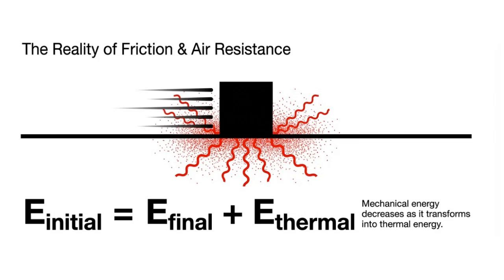When an object moves across a surface, part of its initial mechanical energy is lost due to friction and air resistance. This energy doesn't just disappear, it changes into internal thermal energy, which we can think of as kinetic and potential energy of the atoms inside the object. So the total initial energy equals the remaining mechanical energy after the object slows down, plus the thermal energy produced.